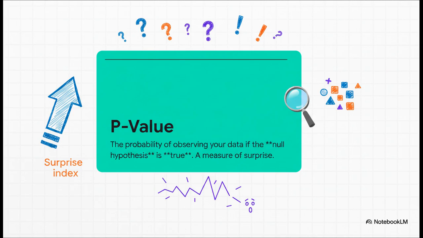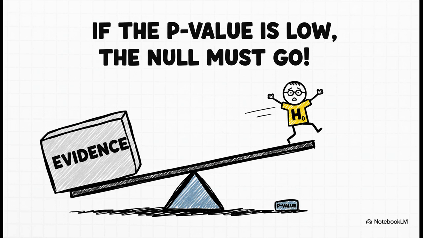So how do we actually measure surprise? We use a little something called a p-value. The easiest way to think about the p-value is as a surprise index. It tells you the odds of seeing what you saw if that boring default assumption was actually true. So a really, really tiny p-value means your result is super surprising and probably not just a random fluke. And that leads us to a simple little rhyme that statisticians love. If your evidence is surprising enough, meaning your p-value is really low, then you have a good reason to reject that default, boring assumption. Just remember this: if the p-value is low, the null must go.